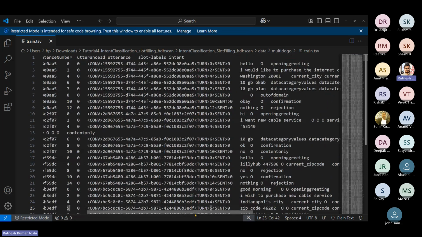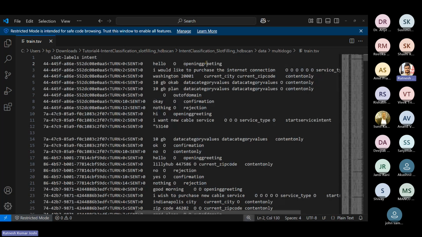Similarly, we have the rest of the important information: the utterance, the actual sentence that was said, and the slot labels. Because there was one word spoken, we have 0 as the slot value. And opening greeting is our intent. The intent is the idea that, based on this particular sentence, what is the task that the user wants to fulfill? So by saying hello, the user wants to perform a greeting.